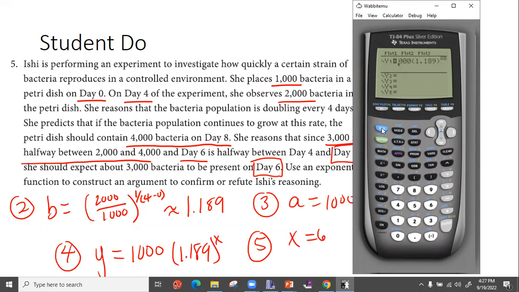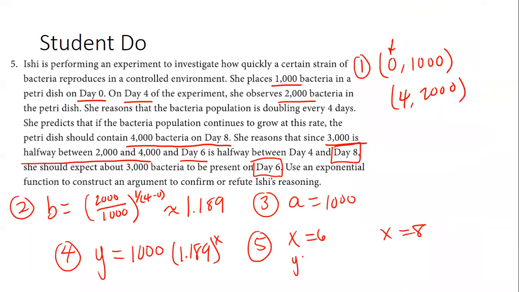Okay. So I'm going to hit second table, and I'm looking for what is the value at 6. So at 6, I have 2,825. I'm going to scroll down to 8. And at 8, I have about 3,994. So X equals 6, Y equals 2,000. I forgot that quick, y'all.